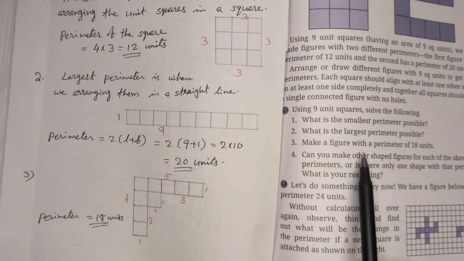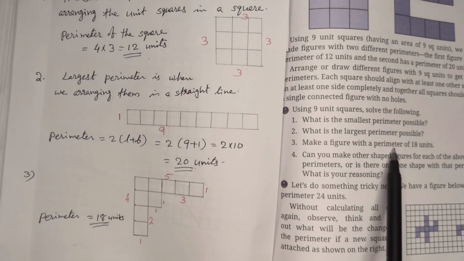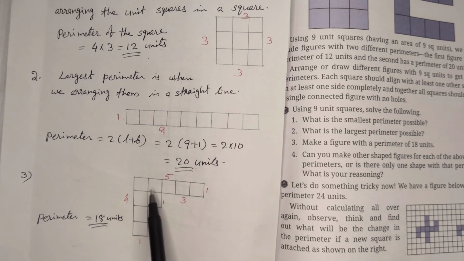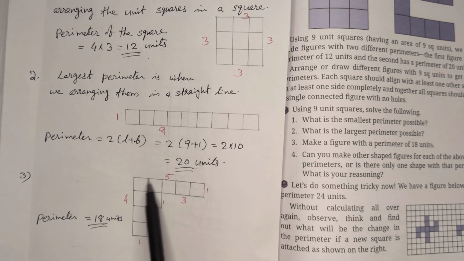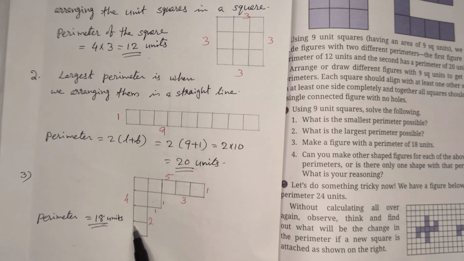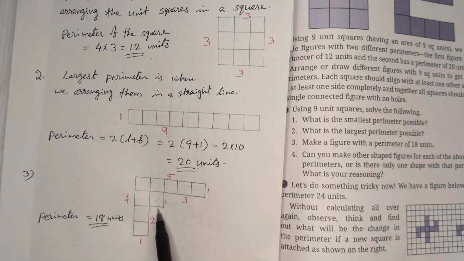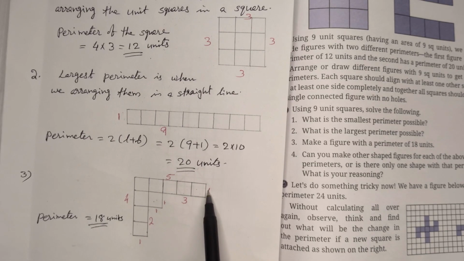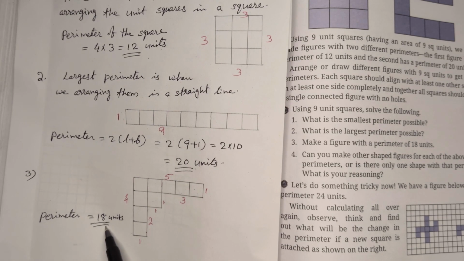Now the third one, make a figure with a perimeter of 18 units. Using these 9 squares, we have to make the perimeter 18. So we can arrange 5 squares horizontally, 1, 2, 3, 4, 5. So this side length is 5 units. And next here 2 units more, 2 squares. This side is coming 4, 1, 2, 3, 4. And each one with width 1. So 4 plus 1, here 2 squares. So 2, 1, 1, here 3 squares, 3, 1. We add all these measurements, we will get the perimeter of this figure, that is 18 units.